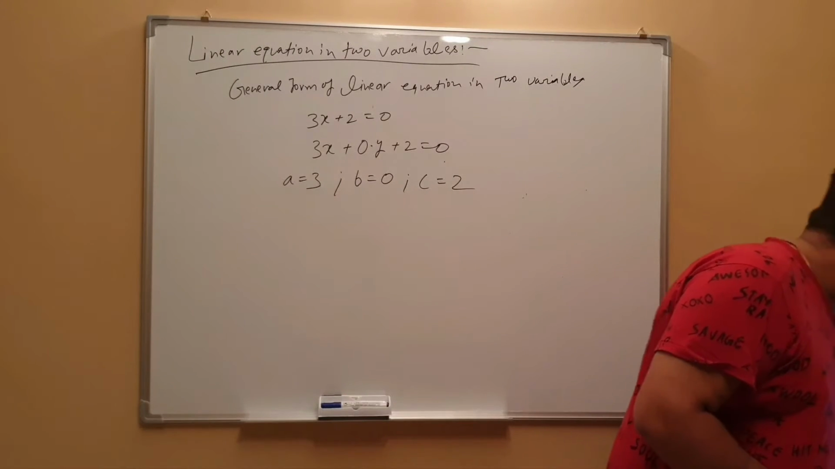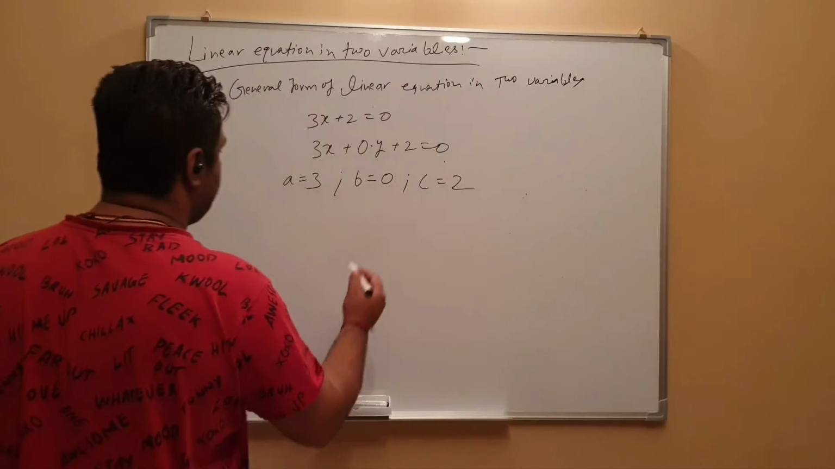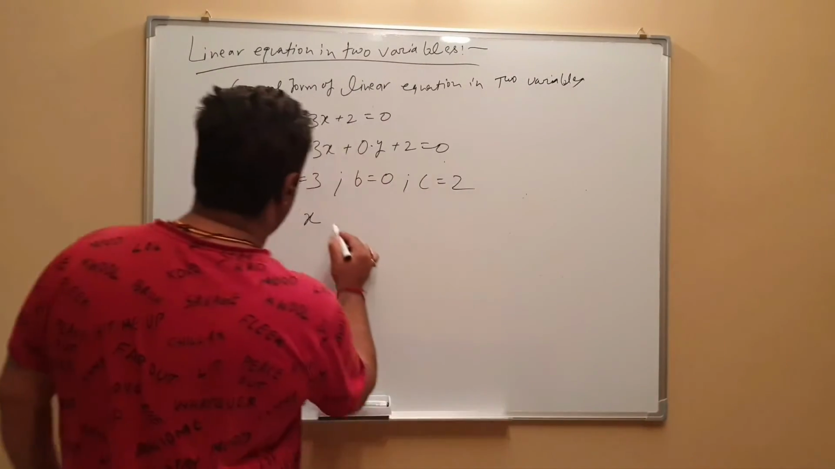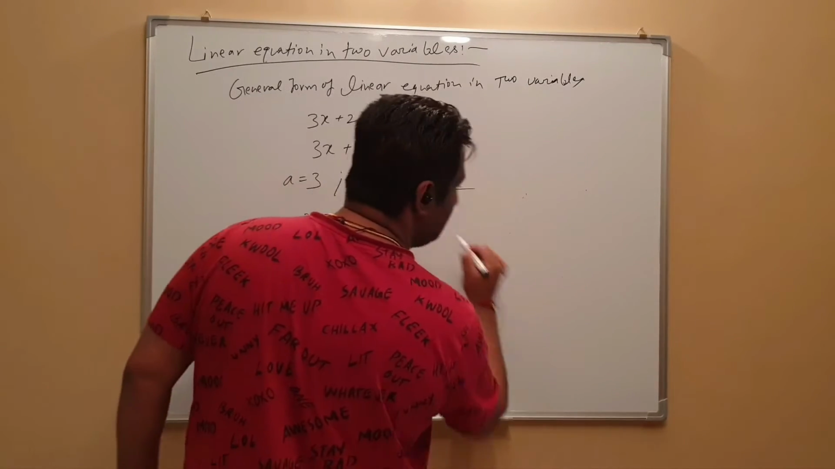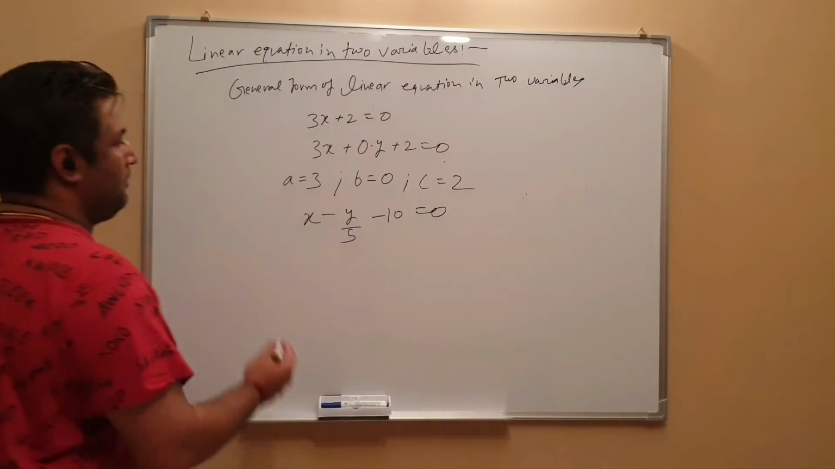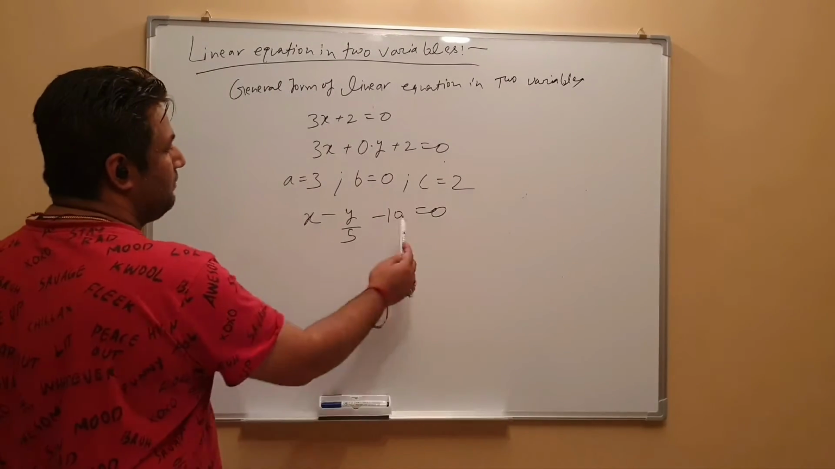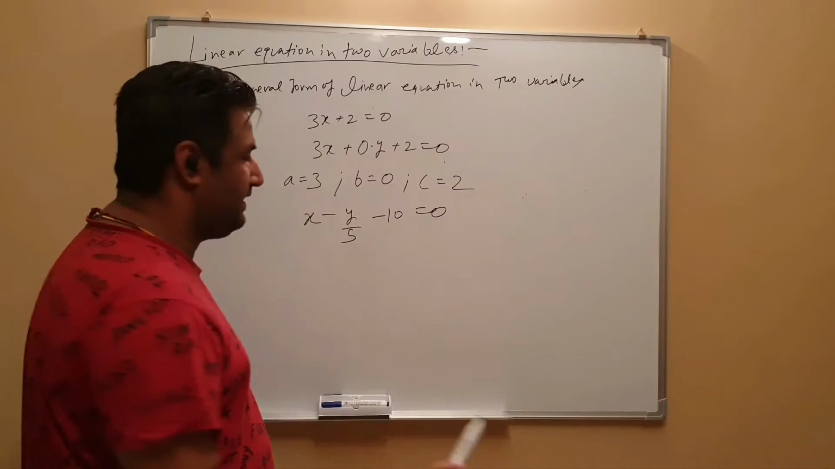Let's do the second part of question number 2, which is x minus y over 5 minus 10 is equal to 0. Okay, so this is what they have given to us now. If you see this, all the values are on the left hand side only. So if you compare this with the general form, it looks very easy.